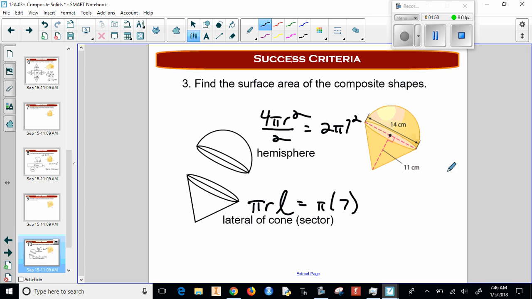My L, we have to do 7 squared plus 11 squared equals L squared. And 7 squared is 49 plus 121 is 170. So the square root of 170 is 13.04-ish.